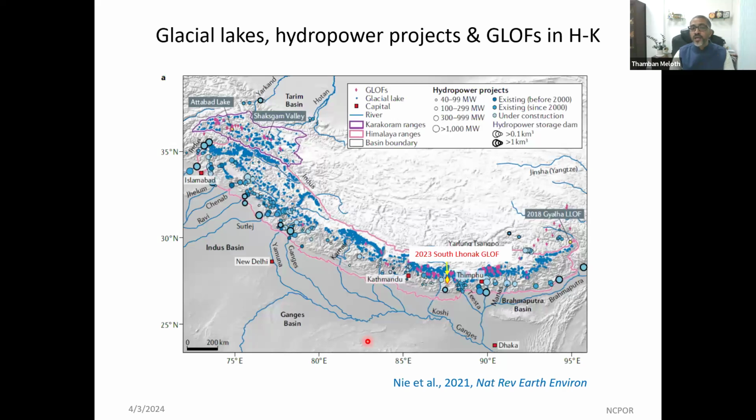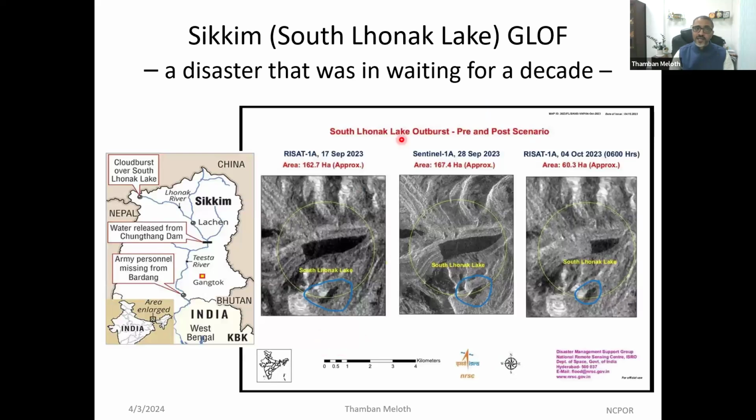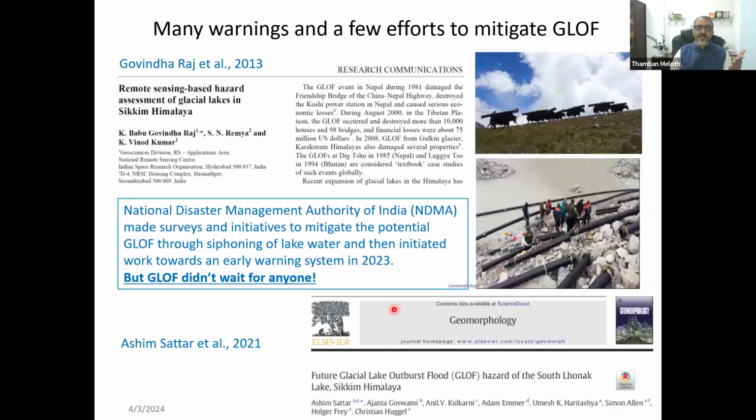But it also has its own environmental impacts going to happen. For example, in the case of South Lhonak Lake, the blow-off which happened in 2023 in the Sikkim region, which is part of India. There is a very clear case, which had been waiting almost for a decade, because there are several studies which, way back in 2013, very clearly indicated that this lake could potentially breach. And very recently in 2021, Sattar et al. even quantified the potential losses as well as the impact in the downstream region.